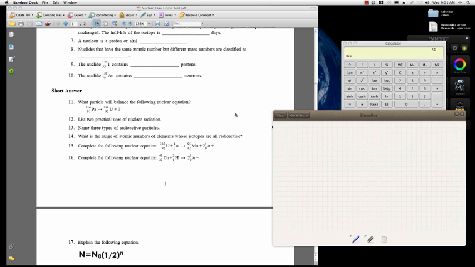Number 12, list 2 practical uses of nuclear radiation. We can say nuclear energy, and we could say some sort of nuclear health. All right, don't stress too much about that one.